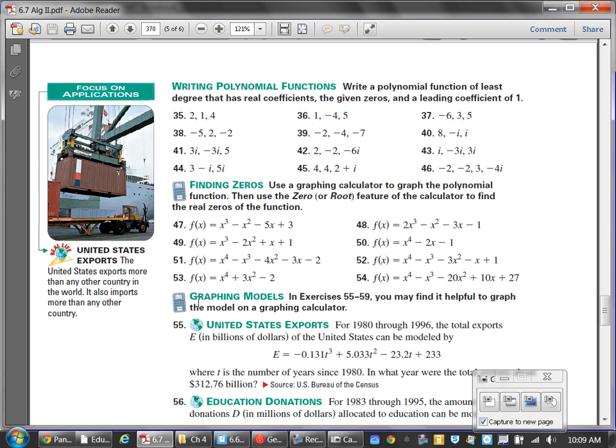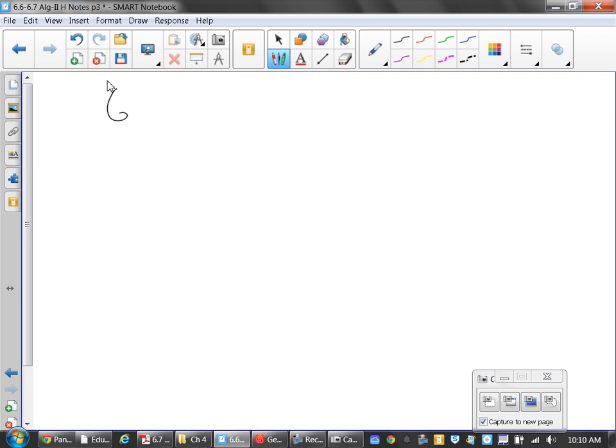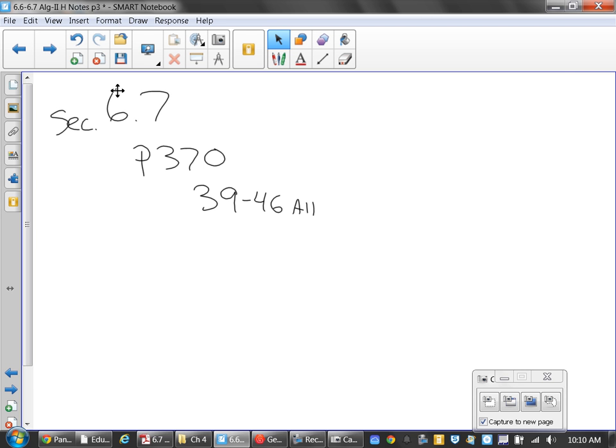So this is the next page over. This is page 370, still section 6.7. Let's write out the ones from 39 to 46. What page is that? 370, 39 through 46. I'll write it down. Okay, let's do those.